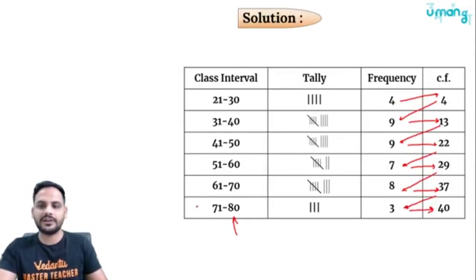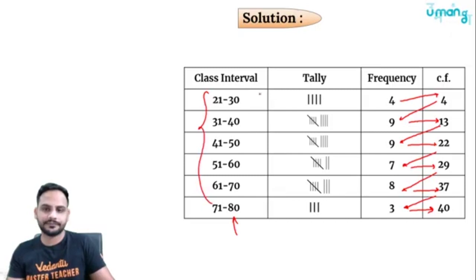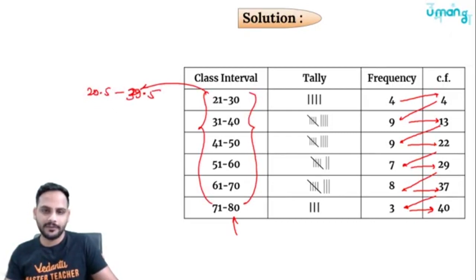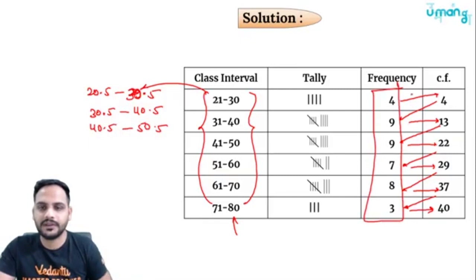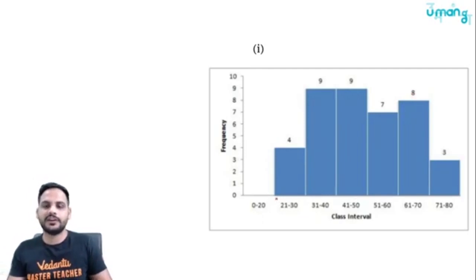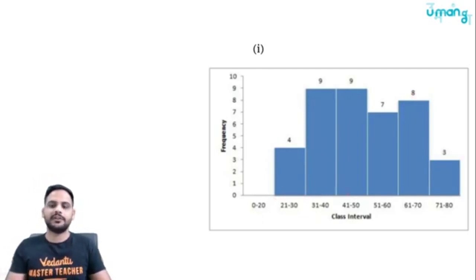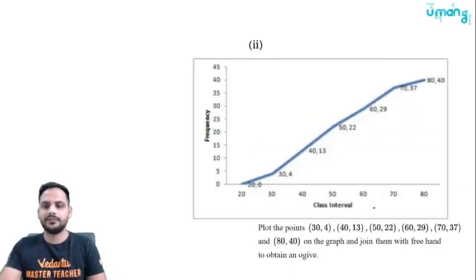Now look, for the histogram, actually this is not correct because there is a gap. So we need to make it continuous. Make it continuous data by doing 20.5 to 30.5, then 30.5 to 40.5, then 40.5 to 50.5, like this, and then plot it with the frequency. In the histogram we plot it with the frequency. So here it should be 20.5 to 30.5, 30.5 to 40.5, 40.5 to 50.5, and so on. Got it?